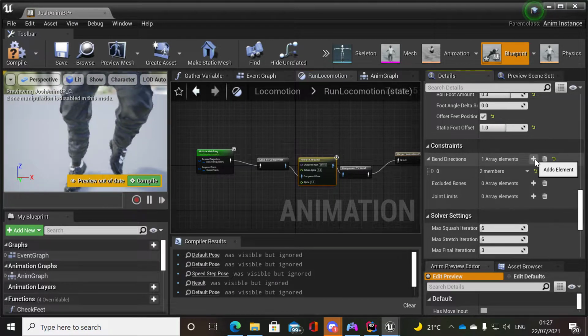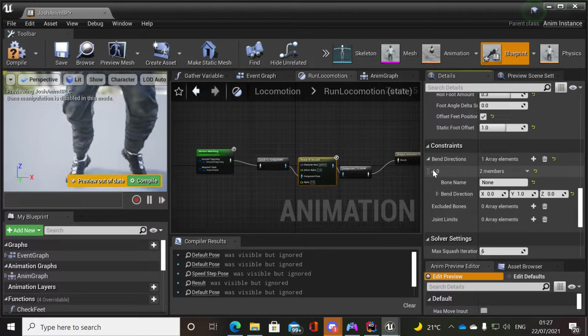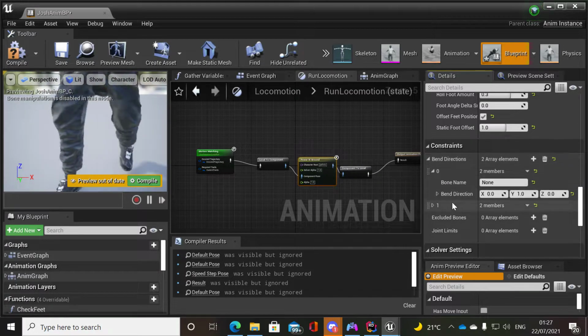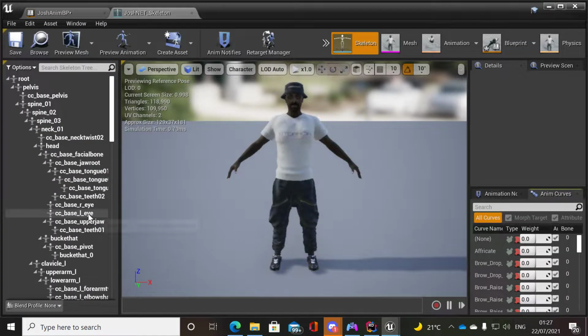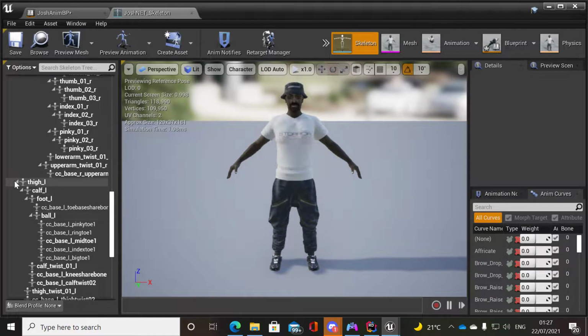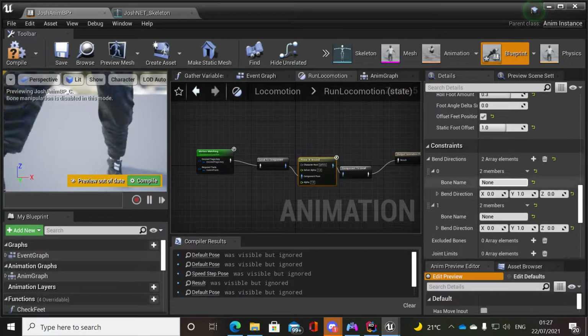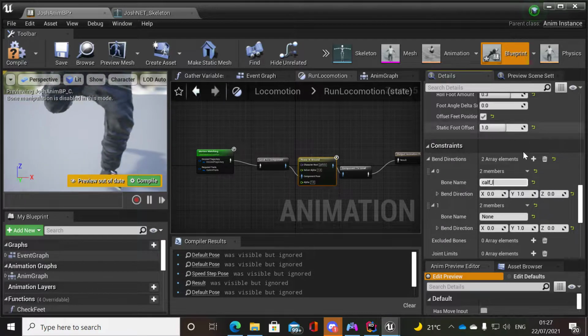Oh, he has two bones there. Yeah, okay, that makes sense. Okay, and he has calf, but we don't have calf, right? What we have? No, we do. Oh yeah, we do actually. Okay, cool. So he goes calf.